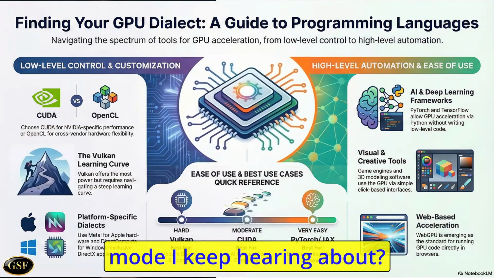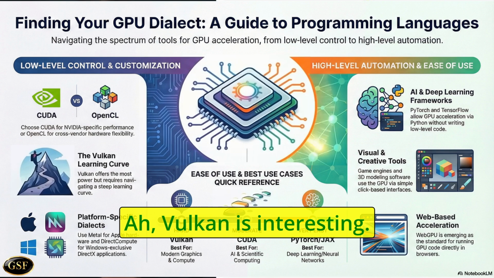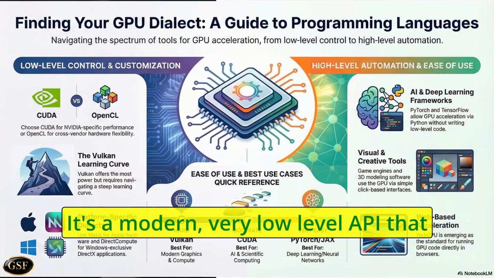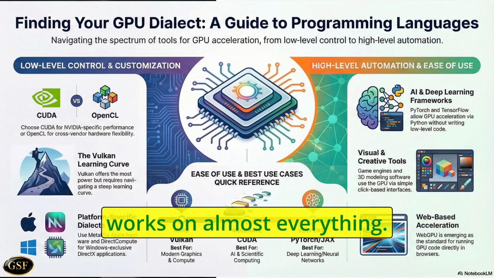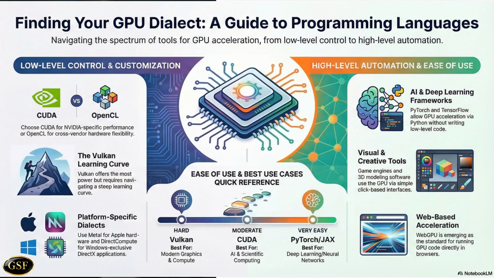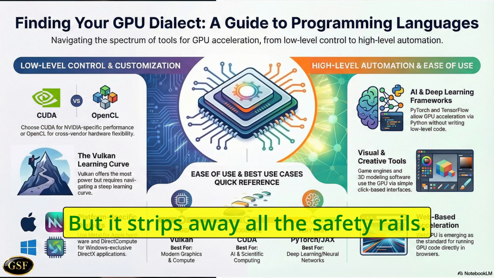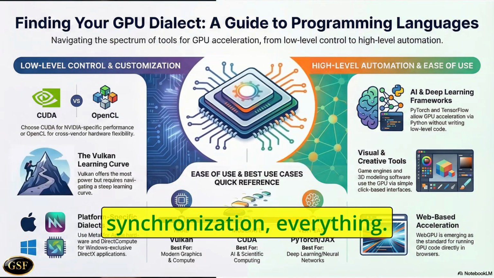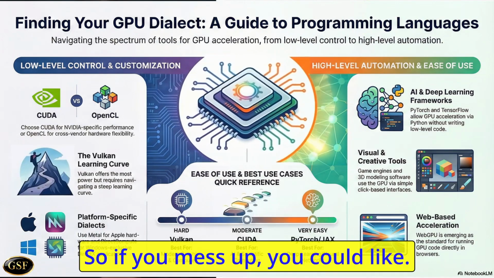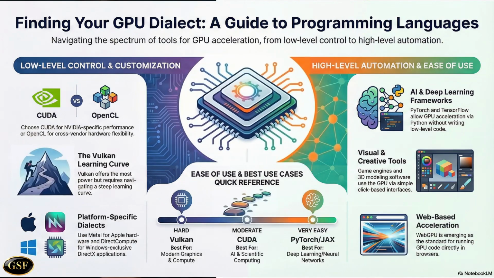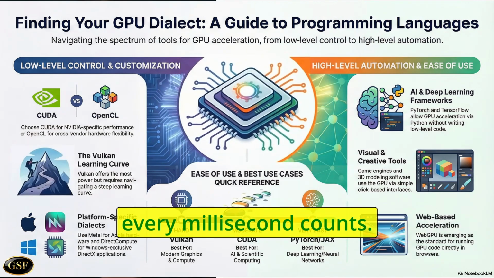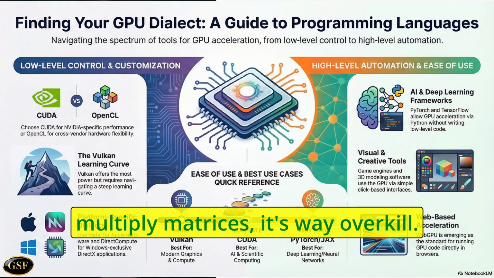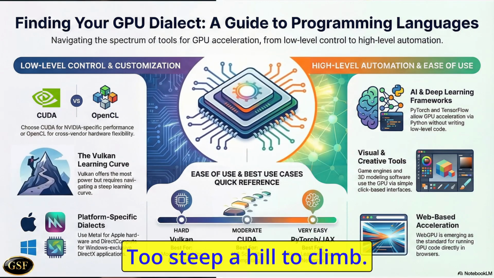What about the hard mode I keep hearing about? Vulkan. Vulkan is interesting. It's the successor to OpenGL. It's a modern, very low-level API that works on almost everything: Windows, Linux, Android. It is incredibly powerful, but it strips away all the safety rails. The driver doesn't hold your hand at all. You have to manage the memory, the synchronization, everything. So if you mess up, you might crash the whole system. Yeah. It's fantastic for game engines where every millisecond counts, but for a researcher just wanting to multiply matrices, it's way overkill. Too steep a hill to climb.